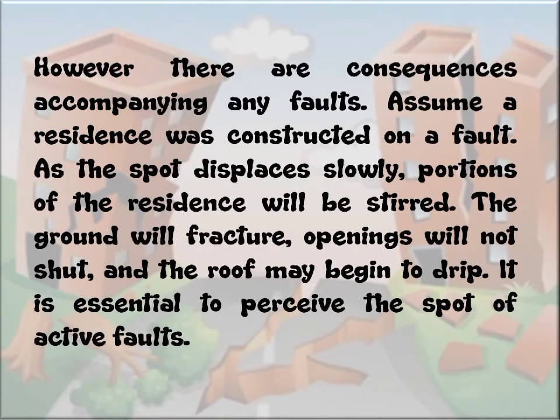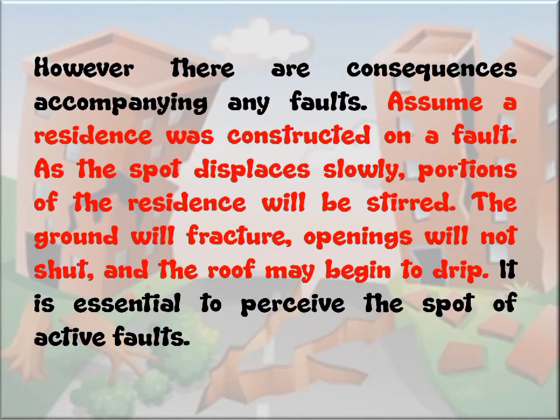It is really important for us to be knowledgeable enough about earthquakes and faults for us to identify if a specific place is safe when we build something like a house, for example, because there are consequences accompanying any faults. For example, a residence was constructed on a portion of the land where there is a fault down below. So as the spot displaces slowly, portions of the residence will be steered, and then the ground will fracture, and these openings will no longer shut, and then the roof may begin to drip. So it is really important for us to know about earthquakes and faults so that we may know where to build a house or something.